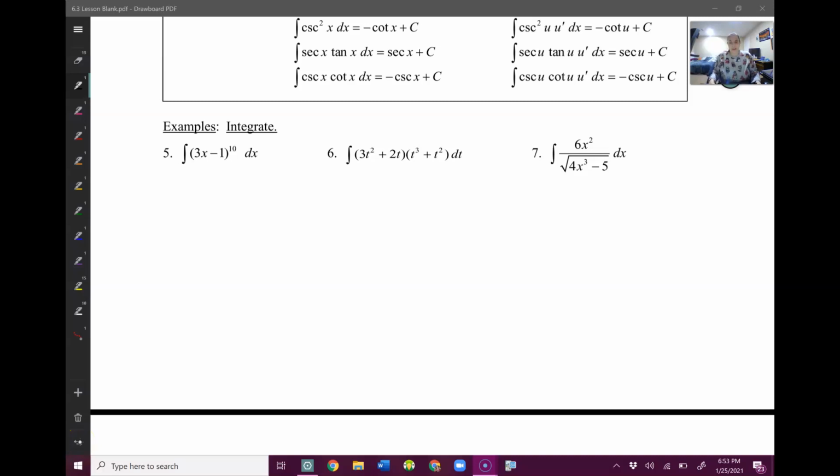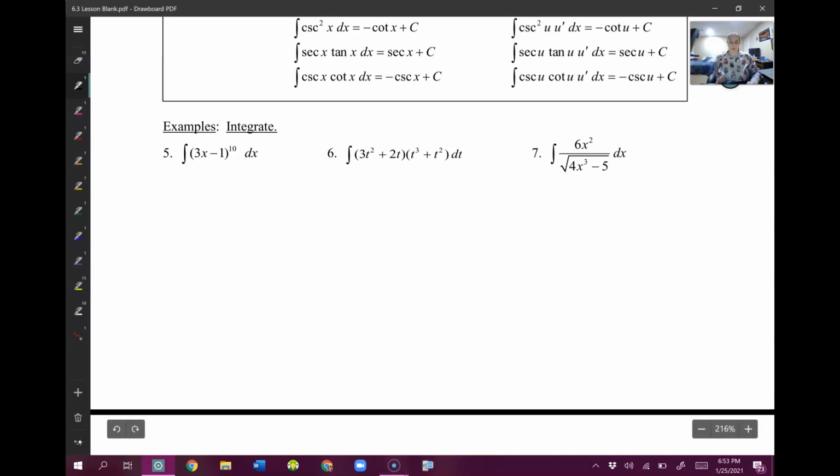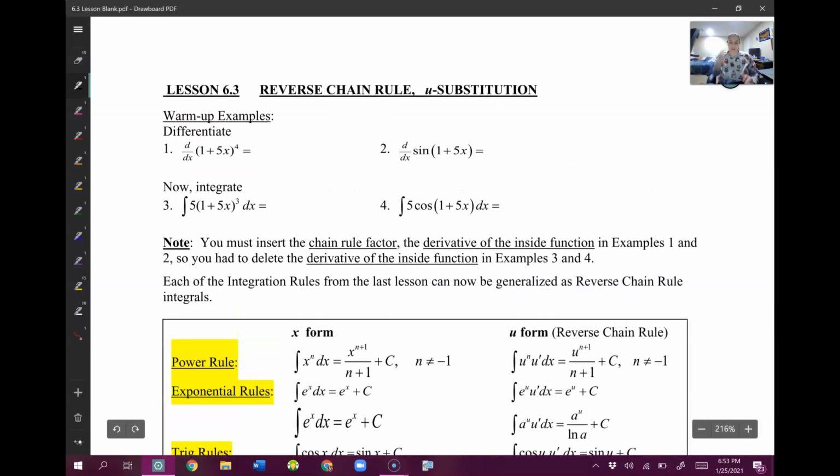Welcome to lesson 6.3, where we are going to talk about U substitution and the reverse chain rule. Now, here's what I want to talk about first. Let's go up to the top of our notes. We remember when we do chain rule, we have that mama and baby thing that we talked about clear back in chapter 2 or 3. And when we talked about that, we talked about taking the derivative by layers.